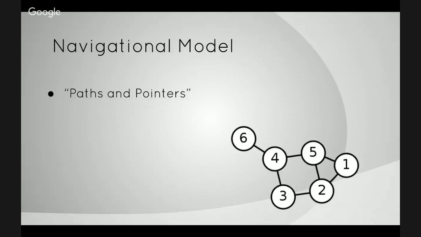The first most popular model is the navigational model. Records or objects are found primarily by following references from other objects. The navigational model utilizes pointers and paths to navigate data records.